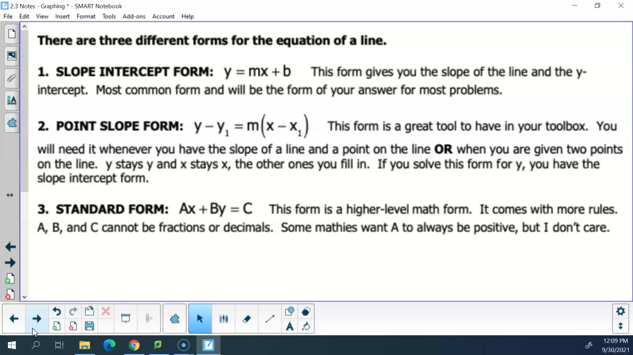So the first form of a line is a form that you're most familiar with, and that is y equals mx plus b.